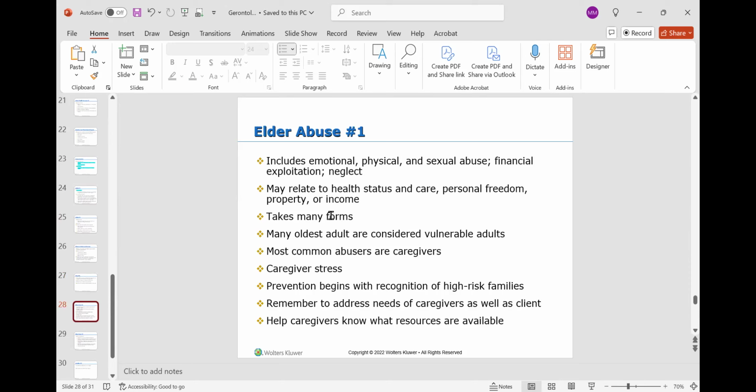Elder abuse. Here we go. Lots of forms of abuse. Abuse can be neglect. I leave you lying there in your urine 12 hours. Abuse can be physical, like hitting someone. Abuse can be verbal and emotional. You're a moron. You're an idiot. You don't deserve to be here. What good are you? Right? Those types of things. Financial abuse. They don't know what's going on. I'm going to take their checkbook and go on a shopping spree. Right? So abuse takes many forms.